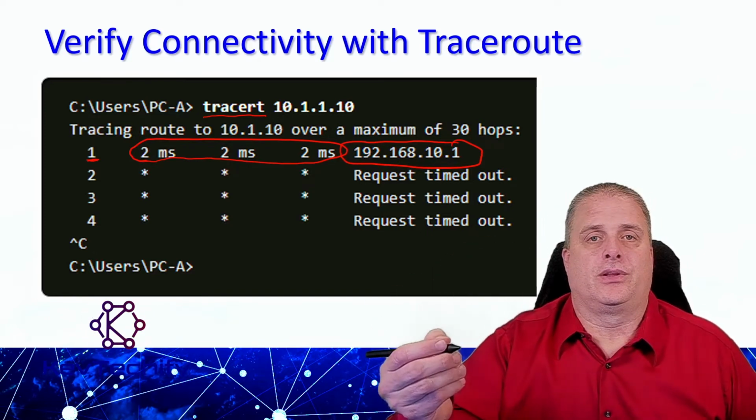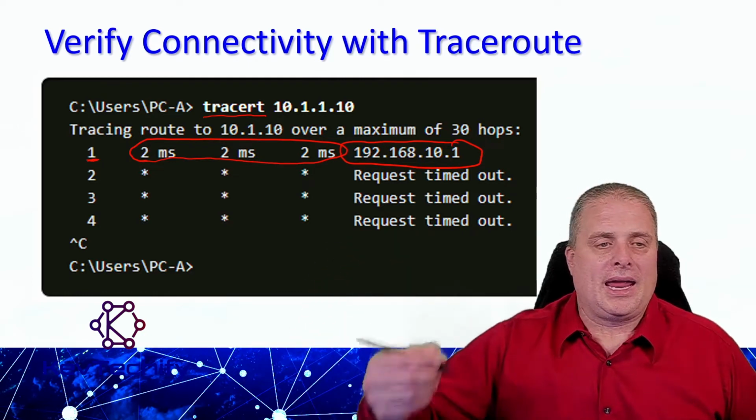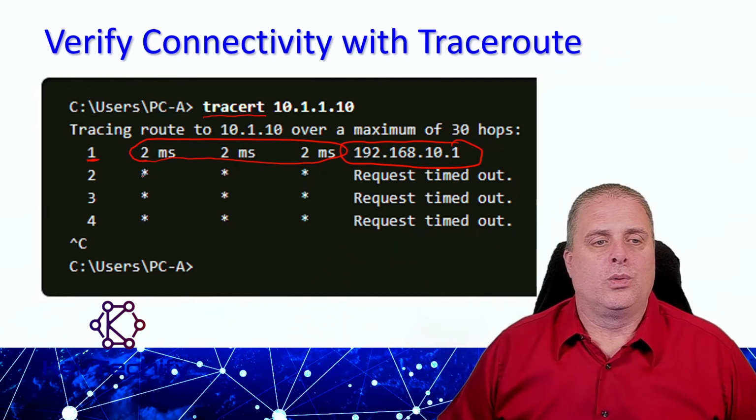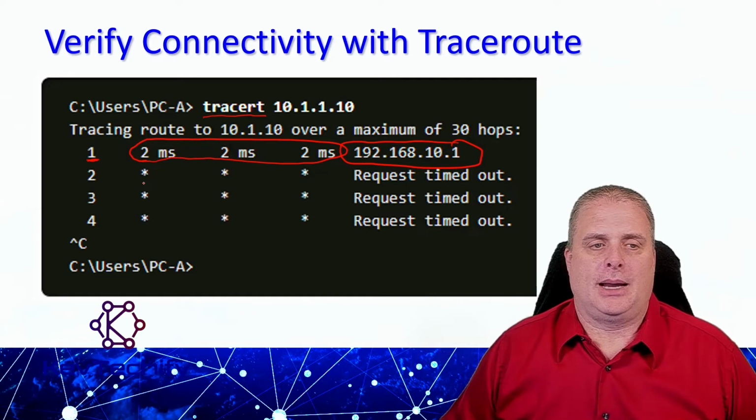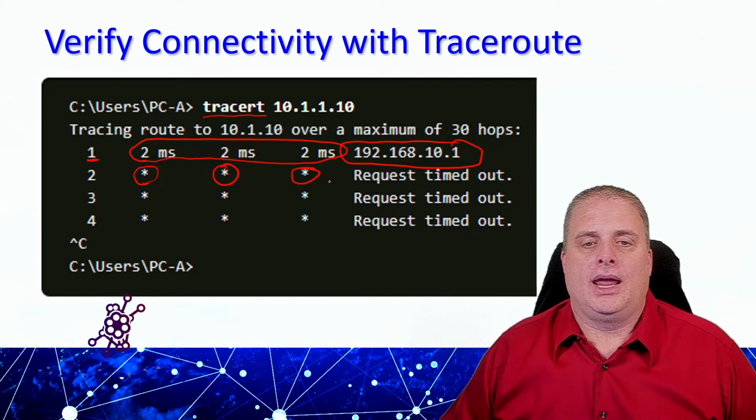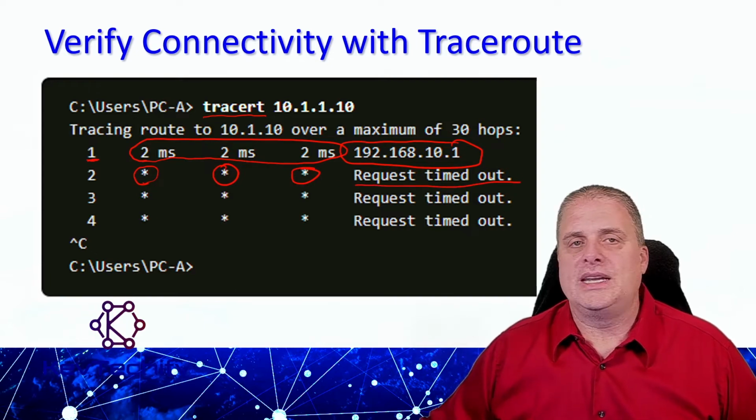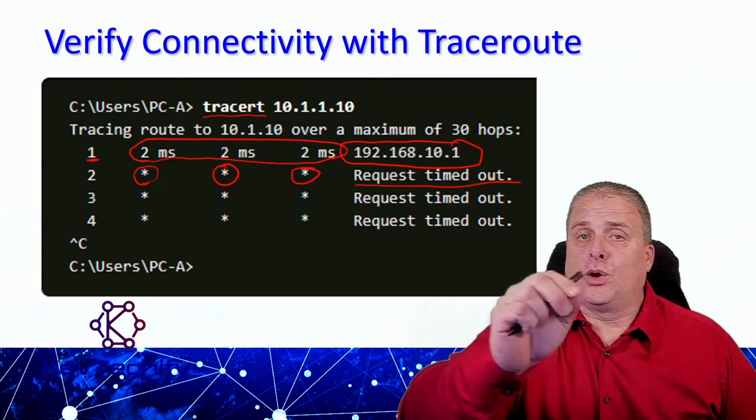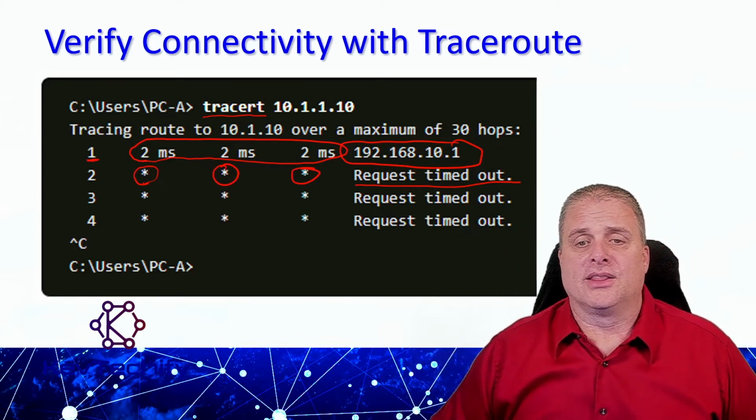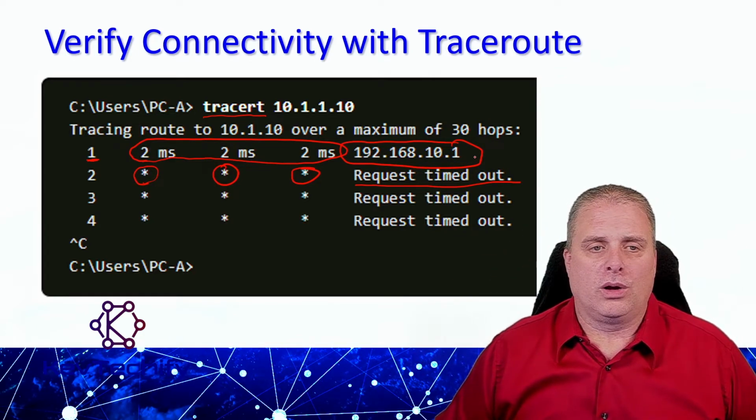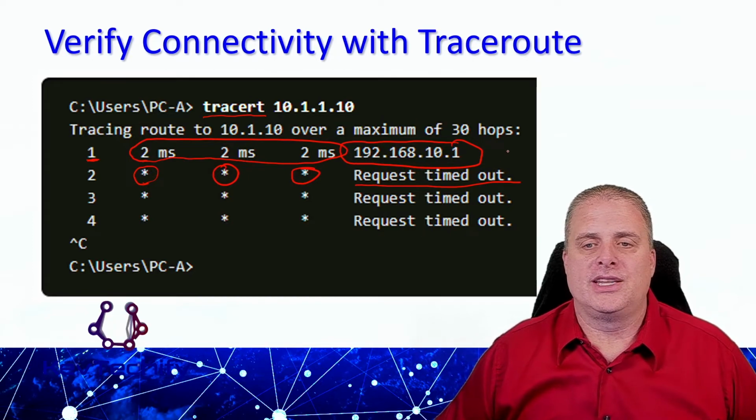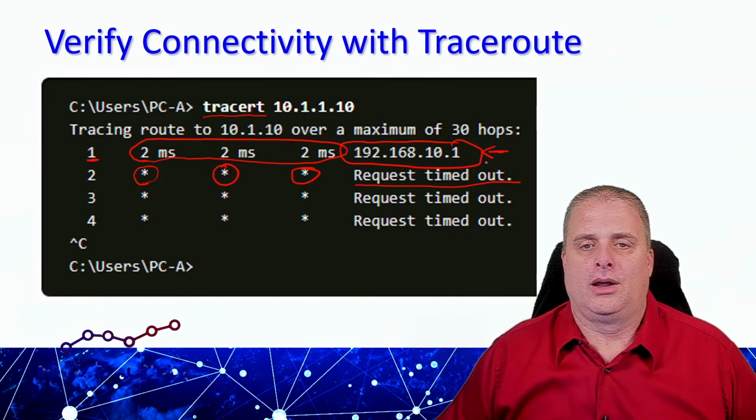That's successful. An unsuccessful one will get asterisks for times, basically saying it timed out, it timed out, it timed out. And instead of an IP address, the message is going to say request timed out. We didn't reach the destination. What we can tell here is the last successful one, the one with the 3 times and the IP address.